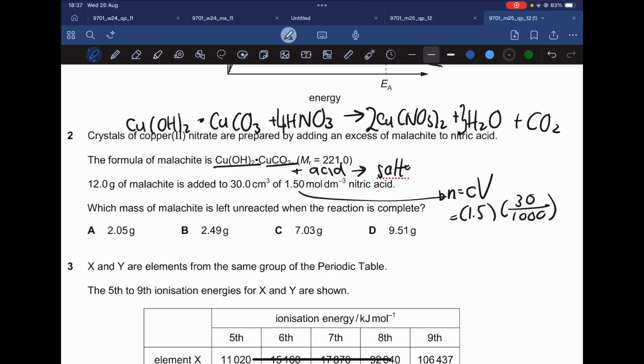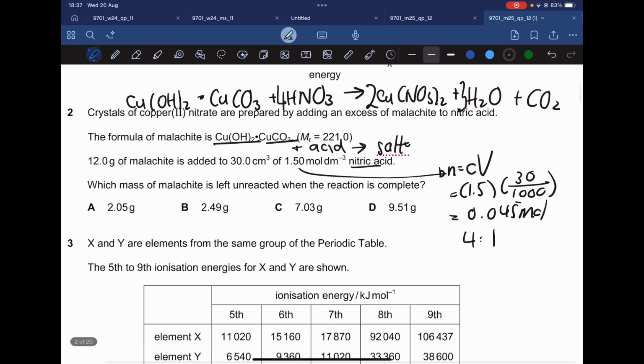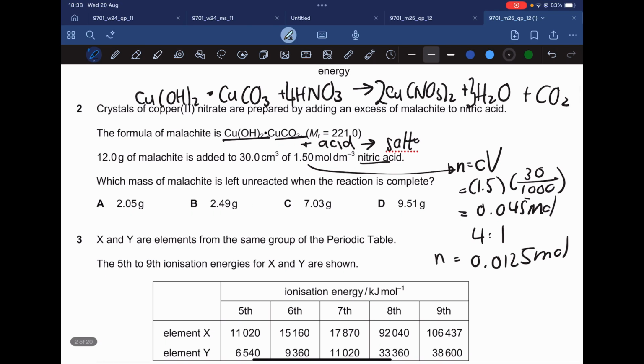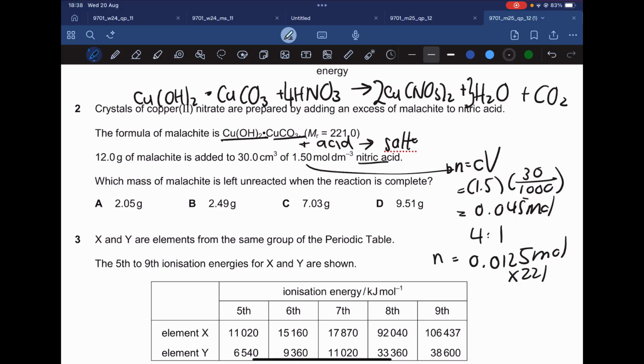Don't forget to divide by 1,000, 0.045 moles. Now we can see here the mole ratio of nitric acid to malachite is 4:1. So that means the moles of malachite is 0.045 divided by 4, 0.0125 moles. And if we now calculate the mass, the moles times the Mr, we get 2.48 grams. However, that's the malachite that has been reacted. We're asking what has been left unreacted, so we have to say 12 minus 2.48, and we're looking at 9.51. The answer is D.